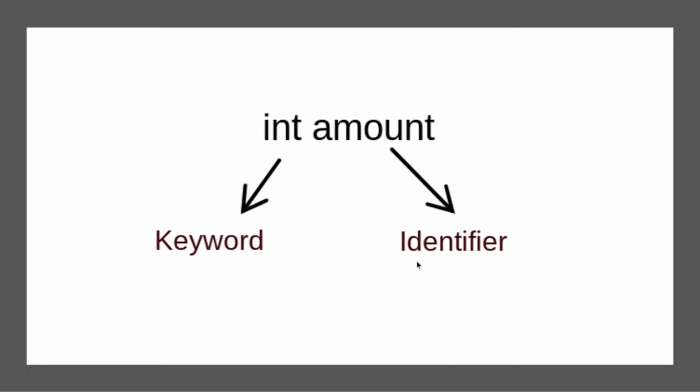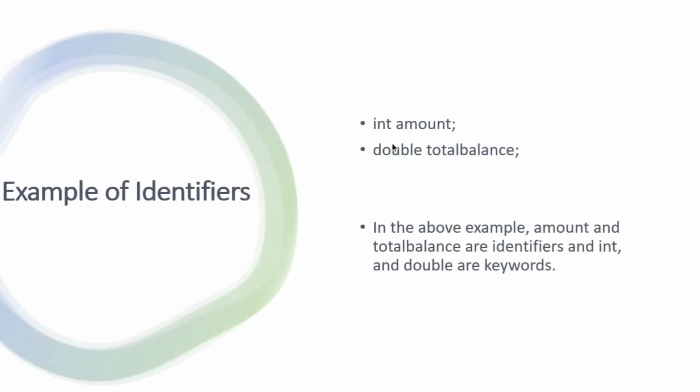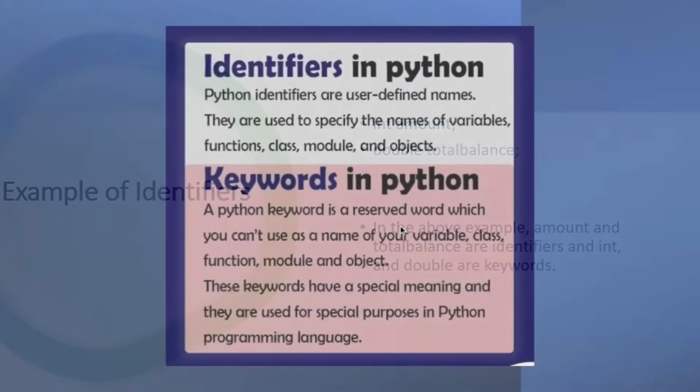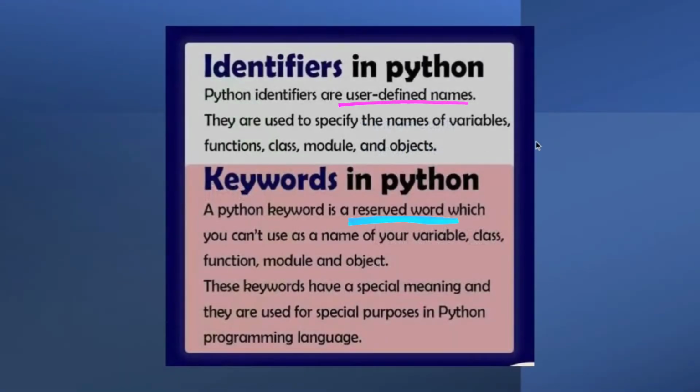Okay, next let's see another example of identifiers: int amount and double total balance. Here int and double are keywords, whereas amount and total balance are identifiers. So Python identifiers are user defined names, whereas a keyword is a reserved word.